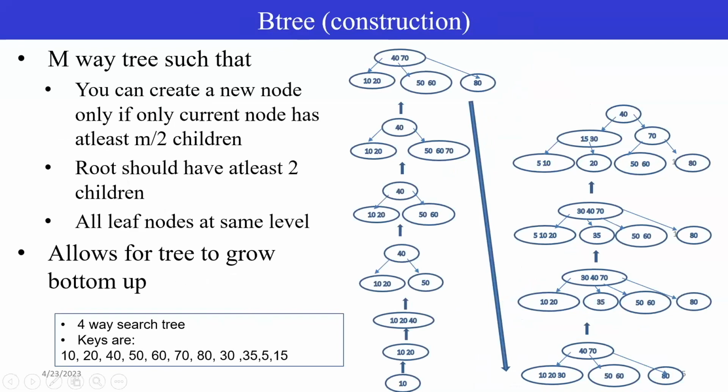So a B tree is nothing but an m-way tree such that you can create a new node only if the current node has at least m by 2 children. This m by 2 is nothing but what I told you, right? In an m-way search tree, that is m by 2 children. And the root should have at least 2 children, and all leaf nodes should be at the same level. These are rules that are given to the B tree so that your tree doesn't become very unbalanced.